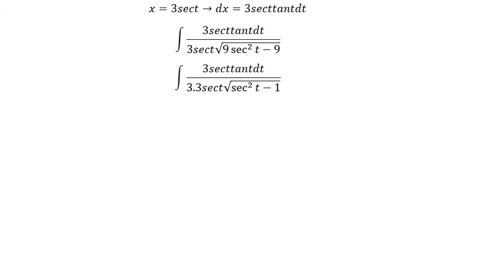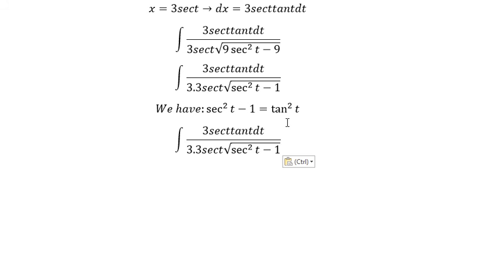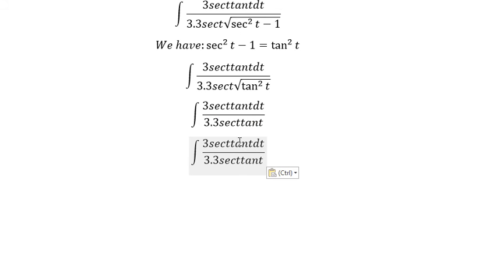We have sec t squared minus 1 equal to tan t squared. So the square root of tan t squared, you get tan t. And now we need to simplify this one. 3 sec t tan t, we simplify 3 sec t tan t, you will get 1 over 3 dt, and you get 1 over 3 t plus c.